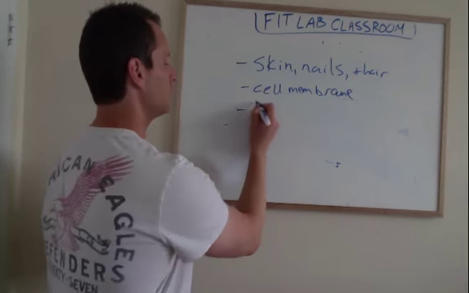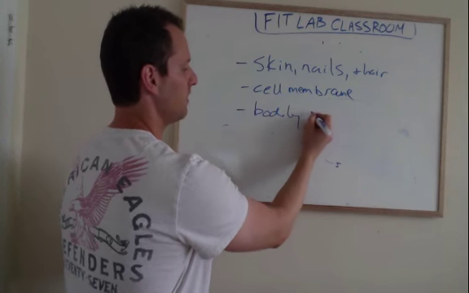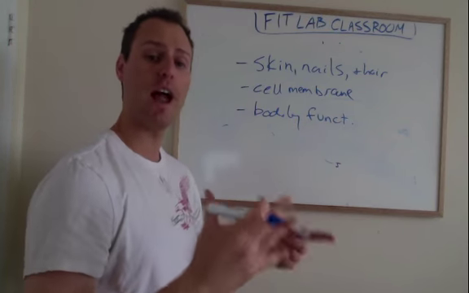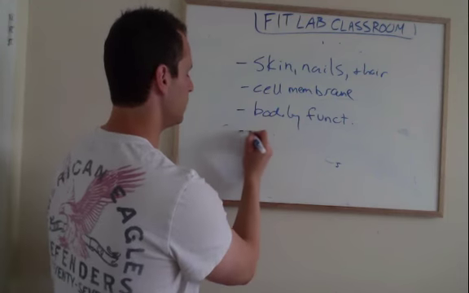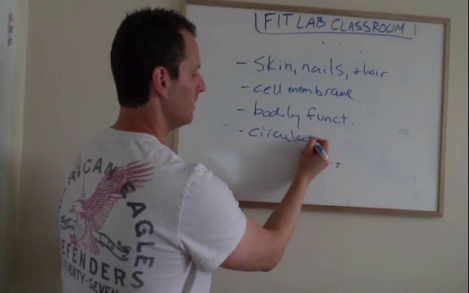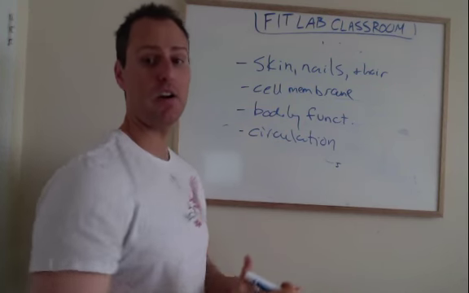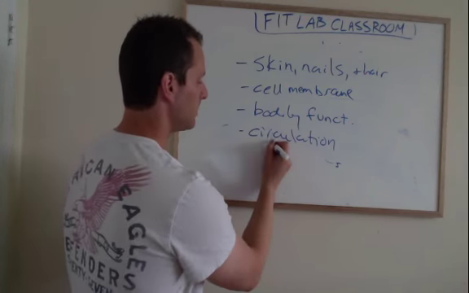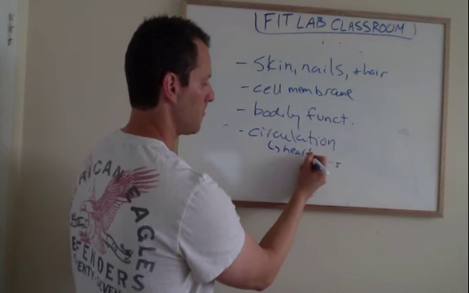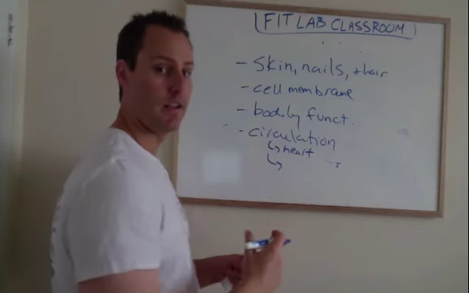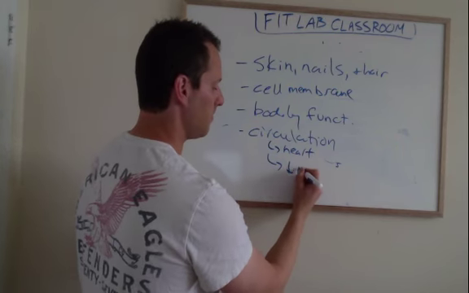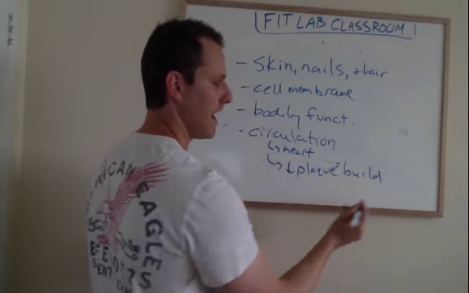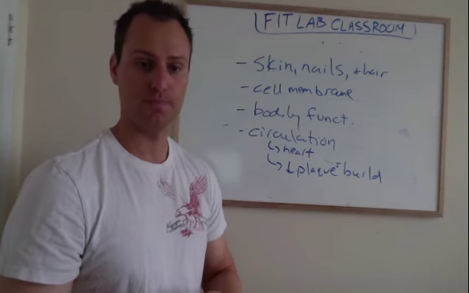Bodily functions. Fats, especially omega fats, are very important in ensuring that all your bodily functions are happening properly. Circulation. Circulation is highly dependent on a good number of essential fatty acids. So circulation means things like heart health, things like decreasing plaque buildup, right? We don't want plaque to build up because that can lead to things like heart attack. It can lead to things like stroke.